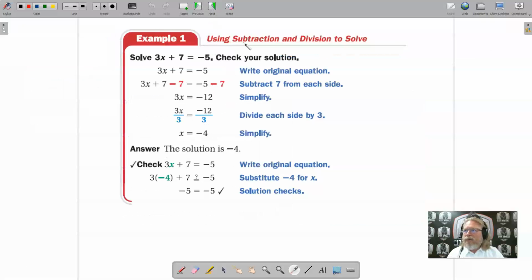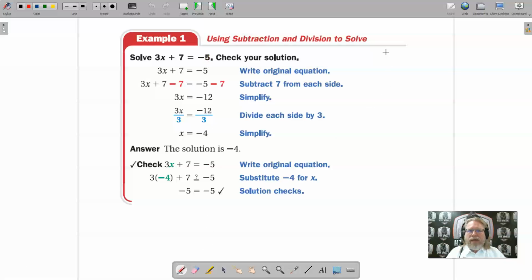In example 1, we're going to be using subtraction and division to solve this equation that we see here, 3x plus 7 equals -5. And then we're also going to check our solution. We see the check down here at this point. So it says 3x plus 7 equals -5.